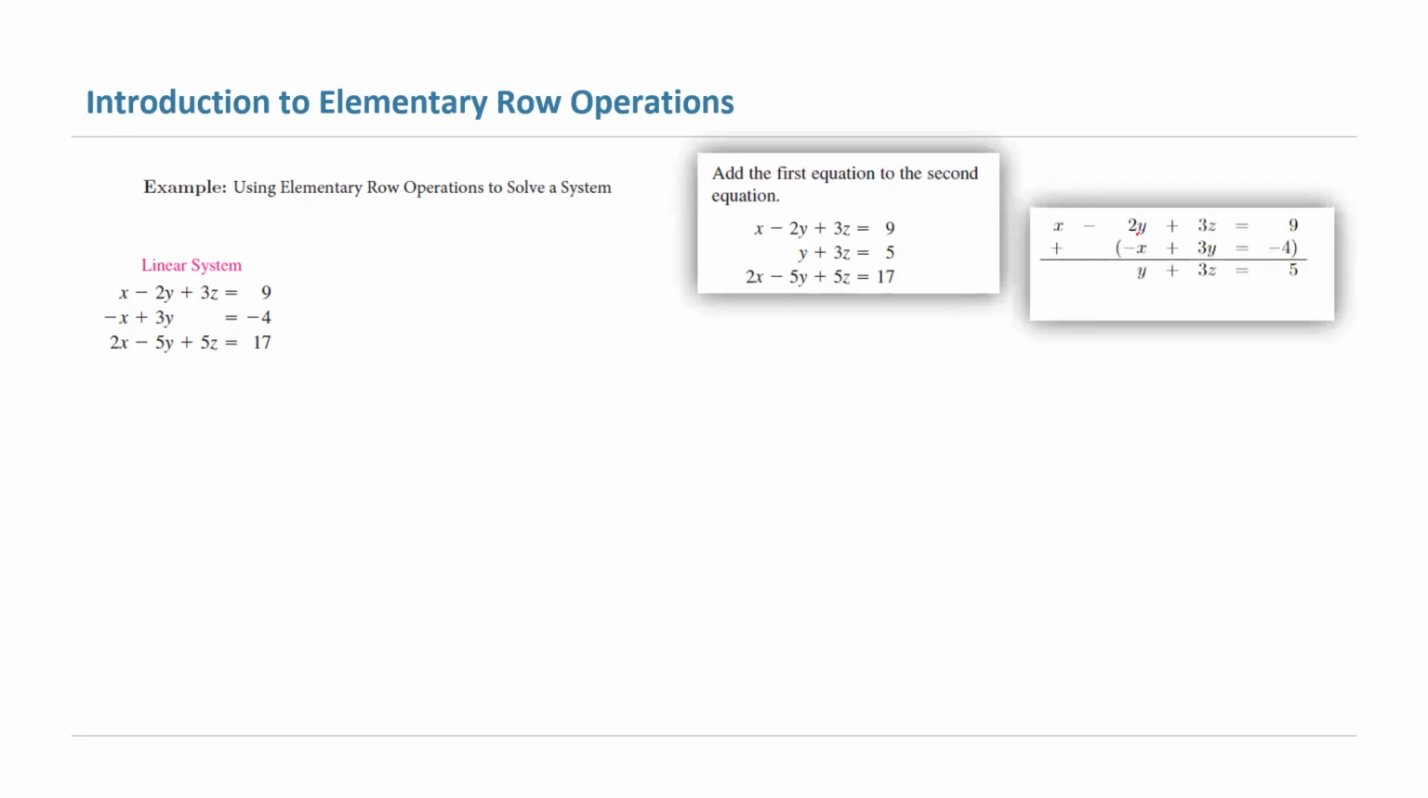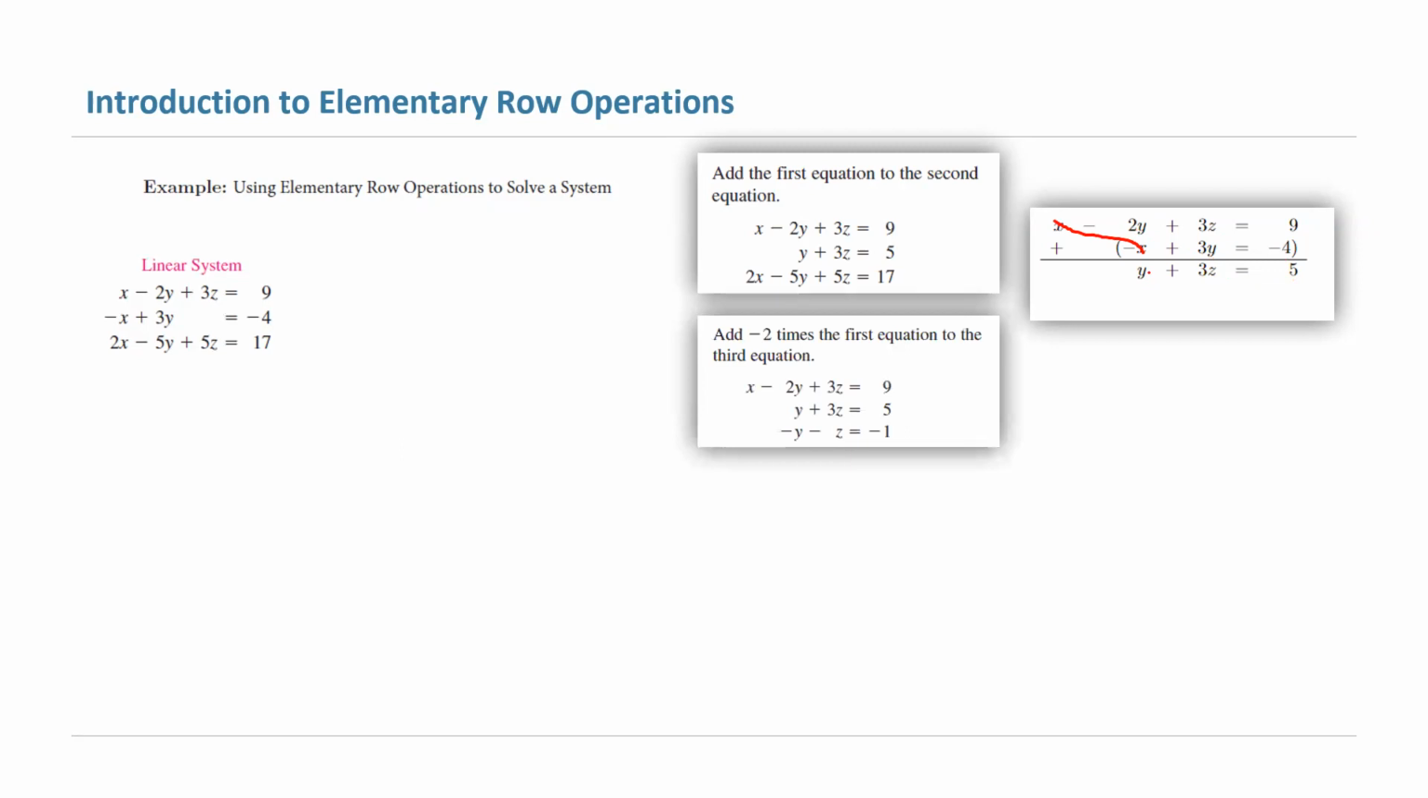What's the algebra behind it? This is our first equation. We are referring to the original system: x minus 2y plus 3z equals 9. And the second equation is negative x plus 3y equals negative 4. And as you can see, when we're doing the algebra behind it, x and negative x get cancelled out. So you're left with y plus 3z equals 5, which replaces the second original equation.